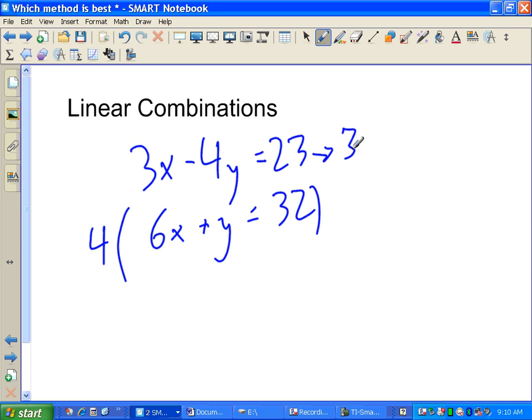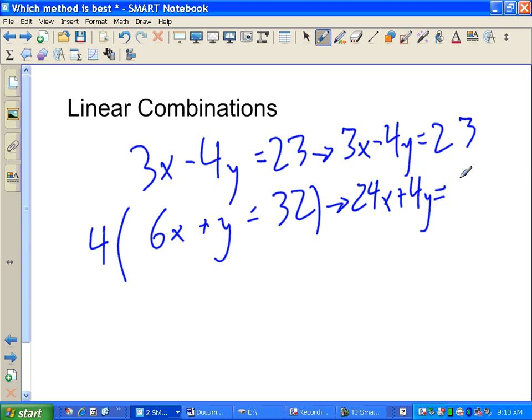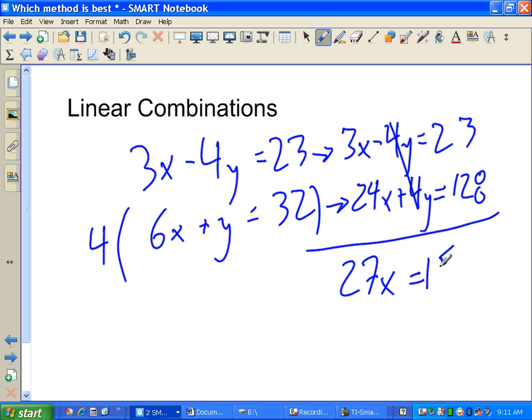I always like to have you write the equation when you've done the multiplication right next to the ones you have. 4 times 30 is 120, 128 or something like that. Okay? Add them together. These are going to undo each other, kill each other off, whatever you want to say. 27x equals, what does that turn out to be? 151, maybe? Why it's 151, but it is.